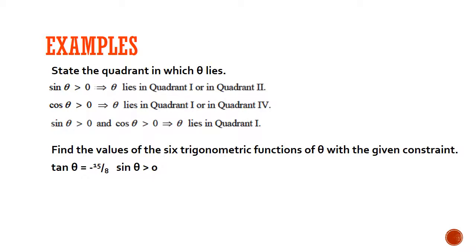All right, the sine is positive in 1 and 2. The cosine is positive in 1 and 4. For both of these conditions to be met, the angle must be in quadrant 1.